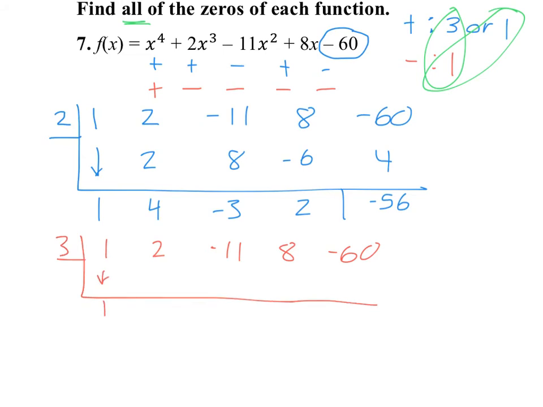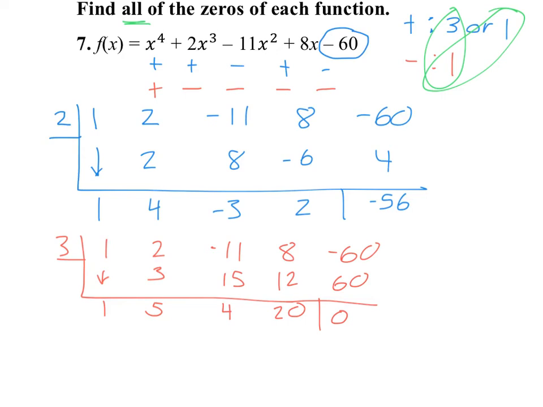Okay, bring down the 1. 1 times 3 is 3. 2 plus 3 is 5. 3 times 5 is 15. Negative 11 plus 15 is 4. 3 times 4 is 12. 8 plus 12 is 20. 3 times 20 is 60, and we found our 0.